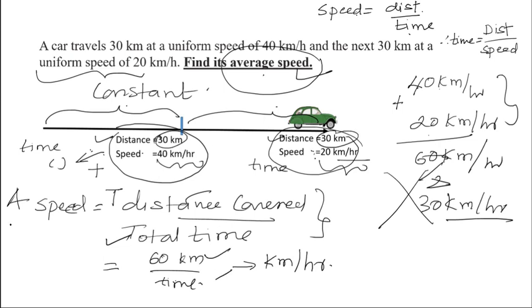Remember, average speed is total distance covered divided by total time, but never take an average of 20 km per hour and 40 km per hour straight away and give an answer. So that becomes a wrong answer for you.